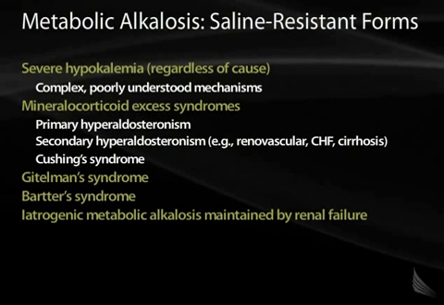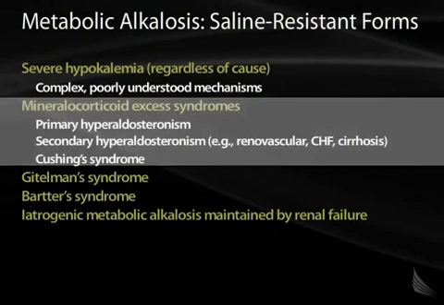There are also saline-resistant forms of metabolic alkalosis. The prototype are the mineralocorticoid excess syndromes, either primary or secondary hyperaldosteronism. Also, Cushing's syndrome, because of its mineralocorticoid excess, can manifest as a saline-resistant metabolic alkalosis. Once again, severe hypokalemia is the rule. Two inherited syndromes, Gitelman syndrome and Bartter syndrome, which act like thiazide and loop diuretics respectively, can also cause saline-resistant metabolic alkalosis.